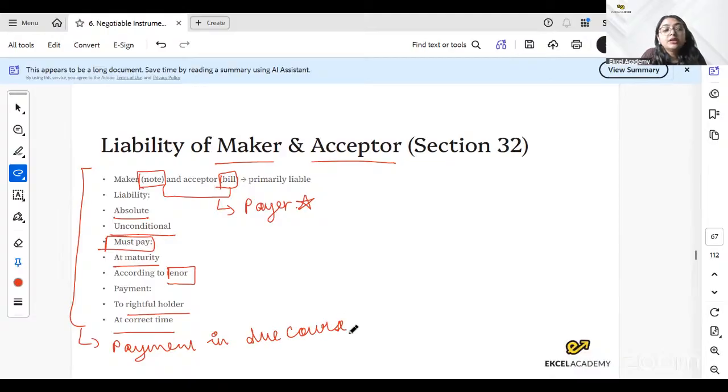All right, so it becomes very important for you to understand this. In whose case is there a maker? In the case of a promissory note. There is an acceptor in a bill of exchange. Is there an acceptor in a check? No. Why? Because a check does not require the banker's acceptance.